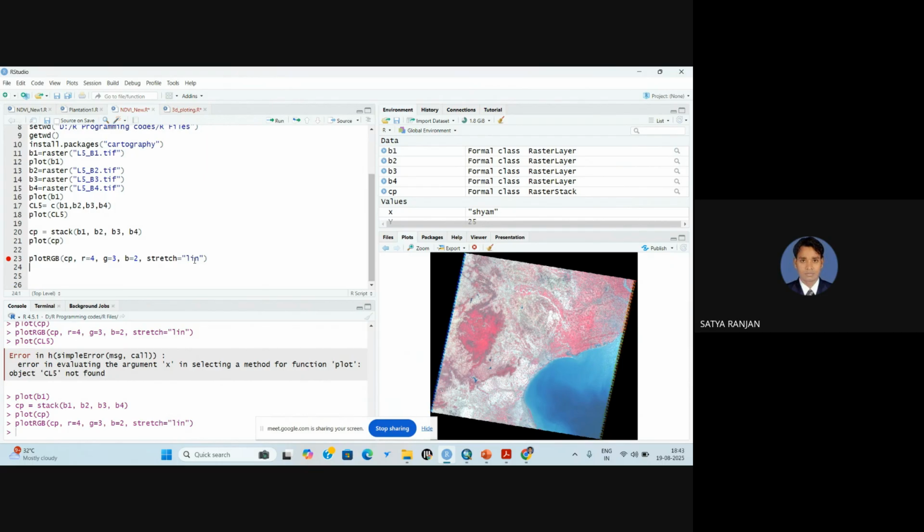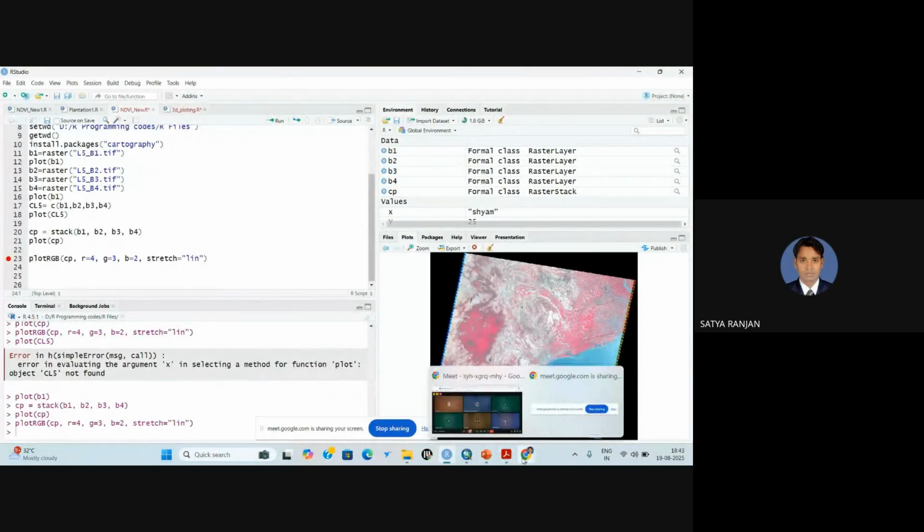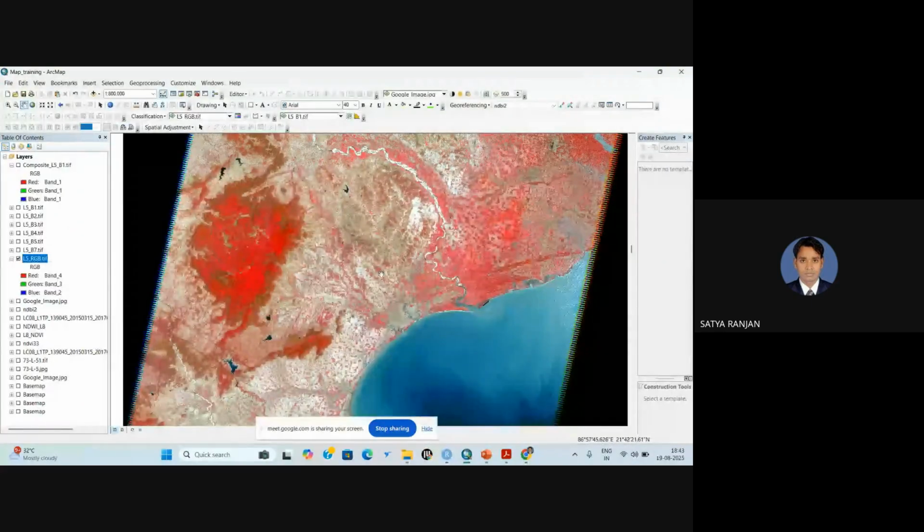Stretching is linear stretching. Likewise, all these operations can be done using R programming, and also in different software like ArcGIS, QGIS, and other software that is available. It is graphics-based software, so we can easily convert it. But in R or any Python programming, we have to write all these codes, but the basics are the same.